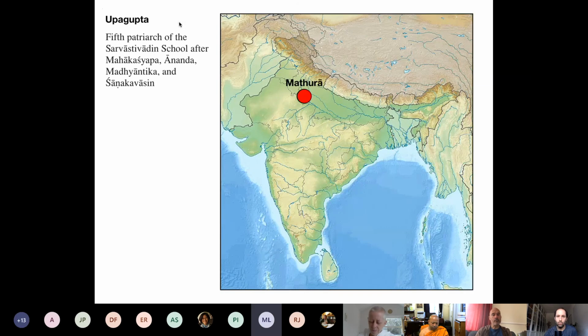What is interesting about this Upagupta is that this is not a person that we find in the Pali scriptures, as we said before, but he is well known as one of the 5 patriarchs of the Sarvastivadin school. The others are Mahakashyapa, Ananda, Madhyantika, and Shanakavasin. These are famous patriarchs of the Sarvastivadin school, with the traditional headquarters in northern India, in the city of Mathura.